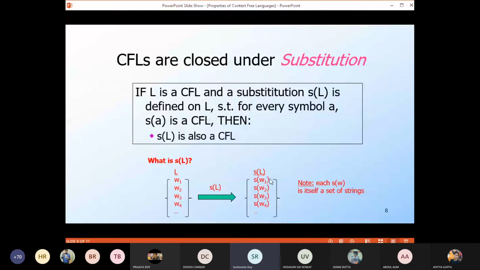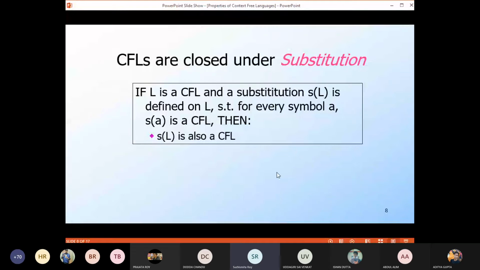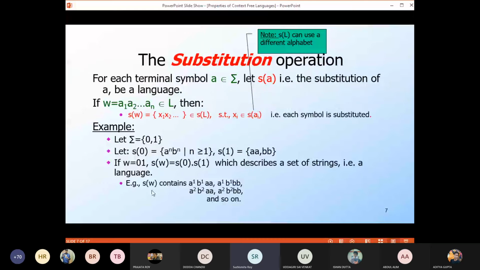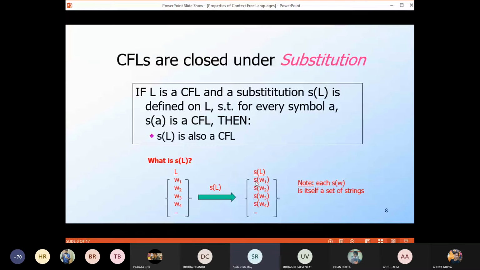So this SW is a collection of strings. So these are also languages in their turn, and each of these has to be a context-free language for the entire substituted language SL to be a context-free language. So if each of these substitutions is context-free, then the language substitution is also context-free.